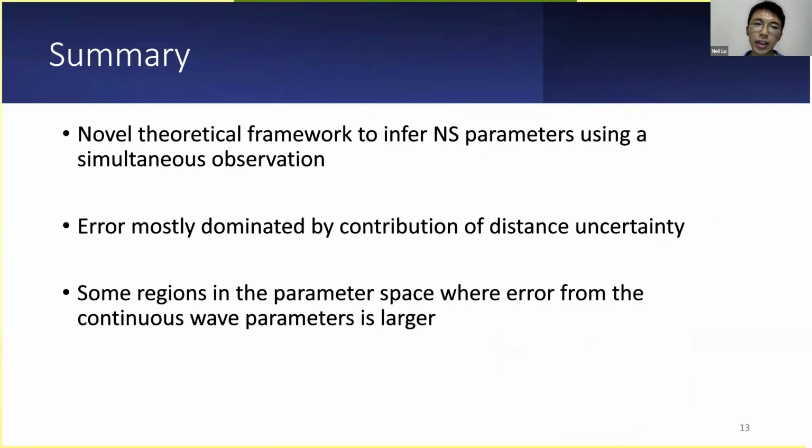So in summary, the things I want you to take away from this talk is we created this theoretical framework such that it's possible to infer some neutron star parameters using either a simultaneous observation of both CW, continuous waves, and electromagnetic, or if the distance is known in other ways. Secondly, that in most of the parameter space, the error is dominated by distance uncertainty, but there are some regions, for example, if the braking index is very close to 3, where the error from the continuous wave parameters is larger.